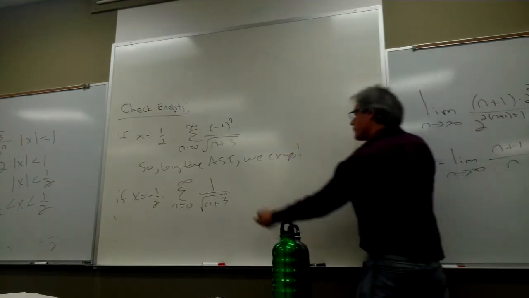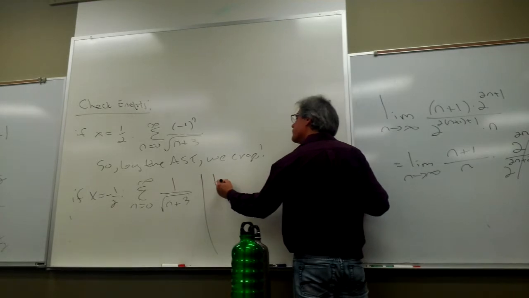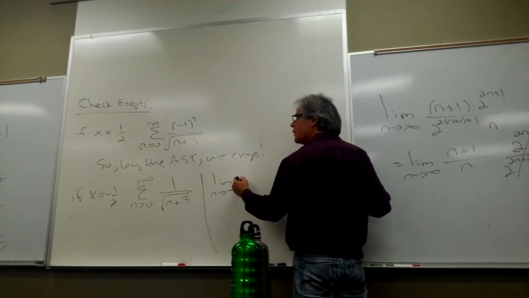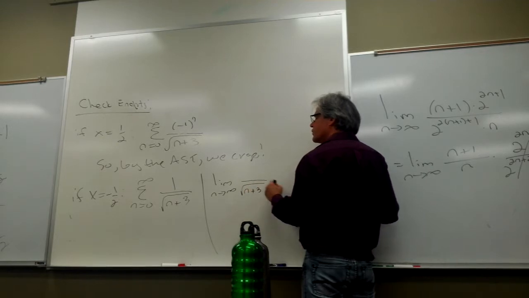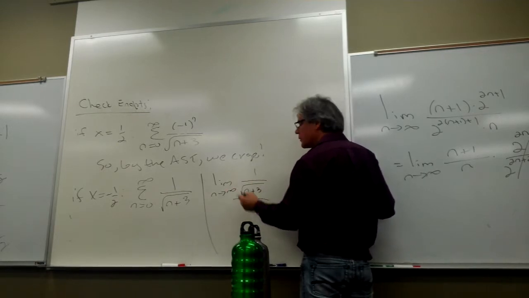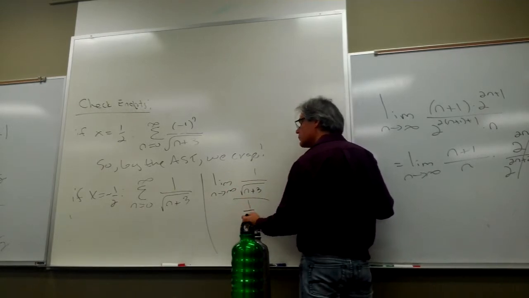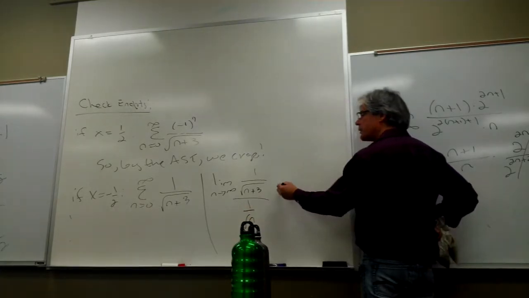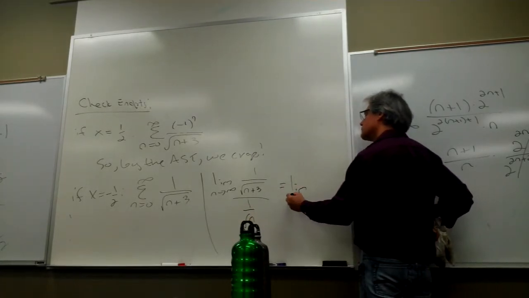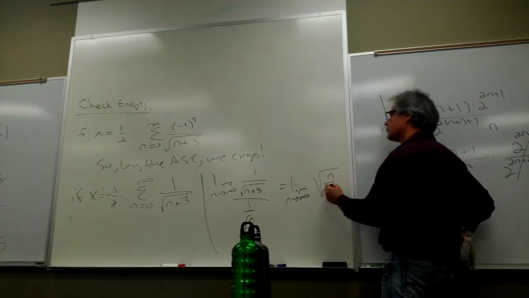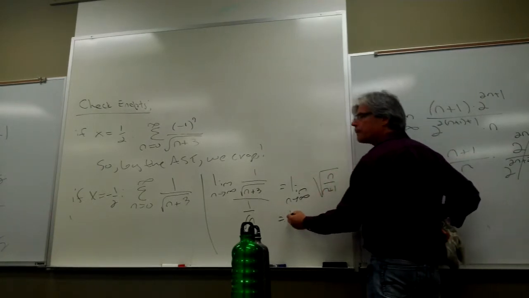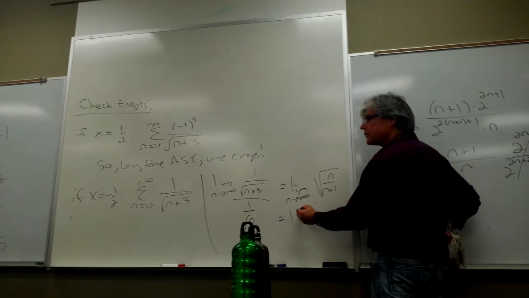Let's try it. If I take the limit as n increases without bound of the ratio of my term to one I want to compare it to, like, I don't know, how about 1 over root n? I think I get this. I think that's this.